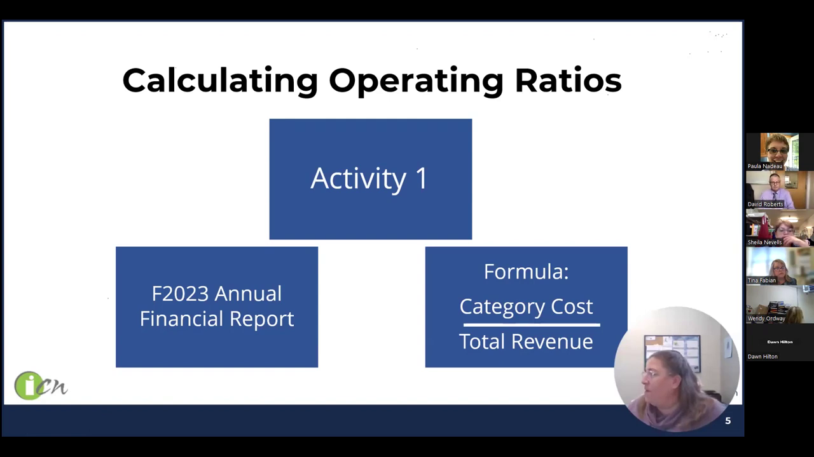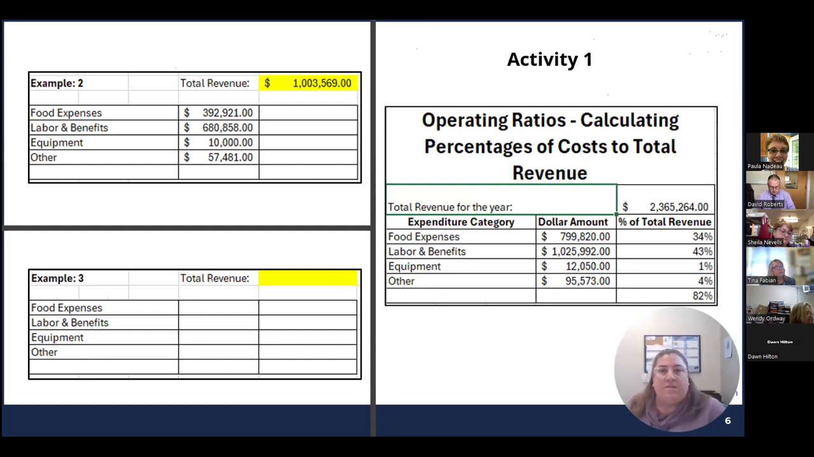All right. So activity one. A couple things to remember when completing your operating ratios: the time frame that you're doing must be the same for revenue and expenses, obviously for consistency.